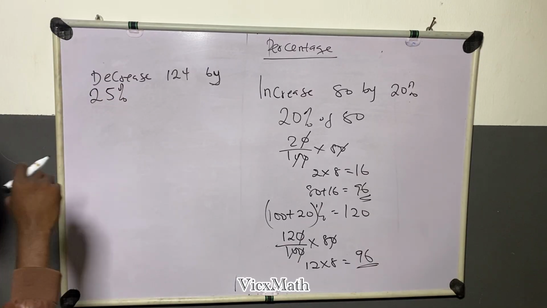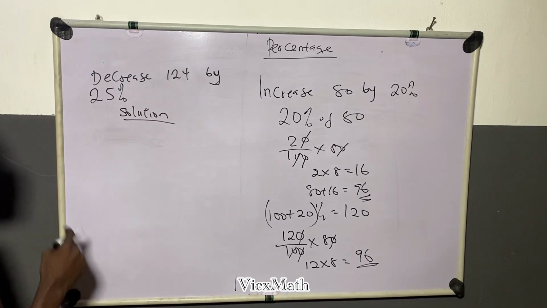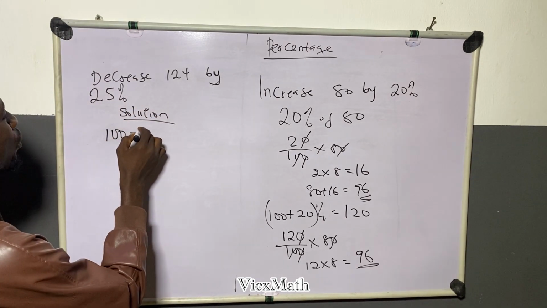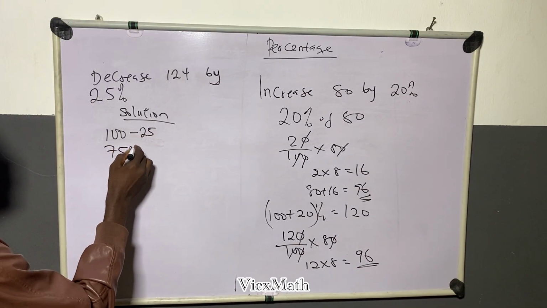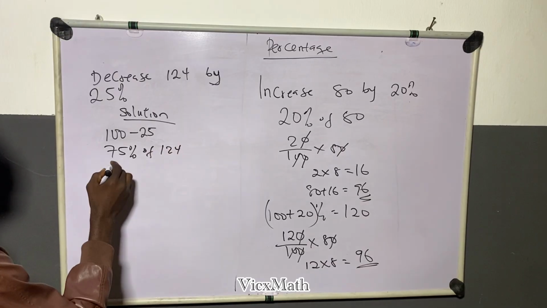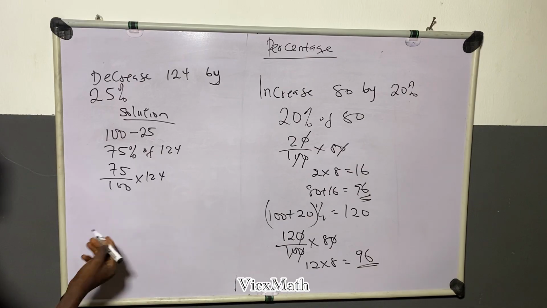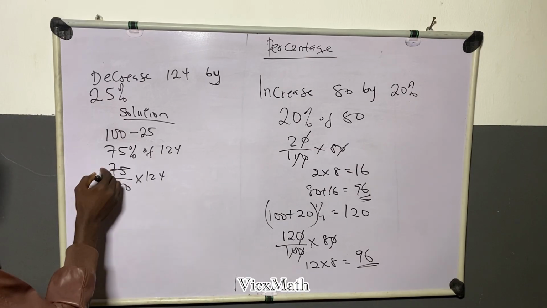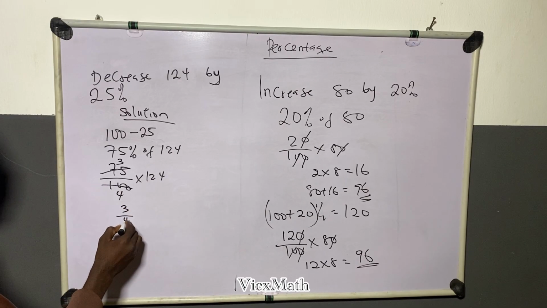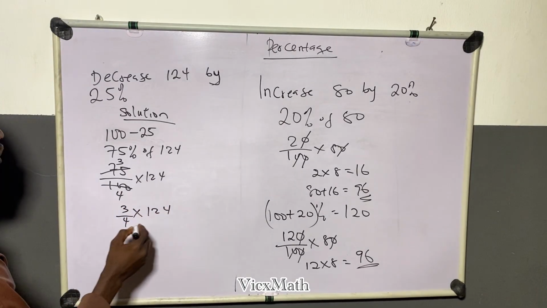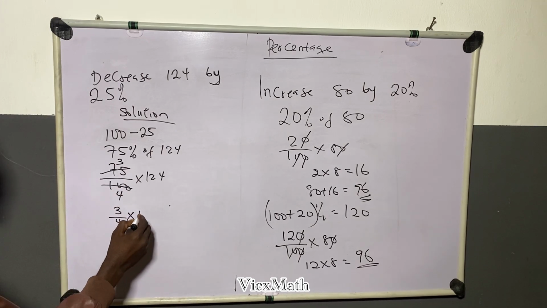Here, you do the solution to it. Since we say decrease, what we're going to do here is 100 minus 25, which will give us 75. So we're having 75% of 124, which will give us 75 over 100 times 124. What can go? 25 can go into itself. 25 into 75 is 3. 25 into 100 is what? 4. So we have 3 over 4 times 124.